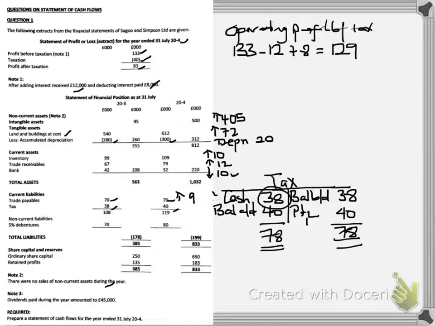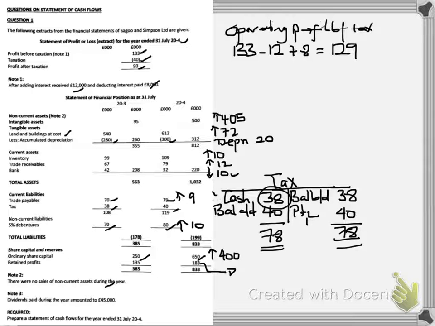Next, debentures 70 to 80, it has increased by 10, which means that the company has issued debenture during the year. The company has borrowed more money during the year. Ordinary share capital has increased by 400,000, which means that the company has issued more ordinary share capital during the year, and this is a cash inflow. And finally, we have retained profits here.